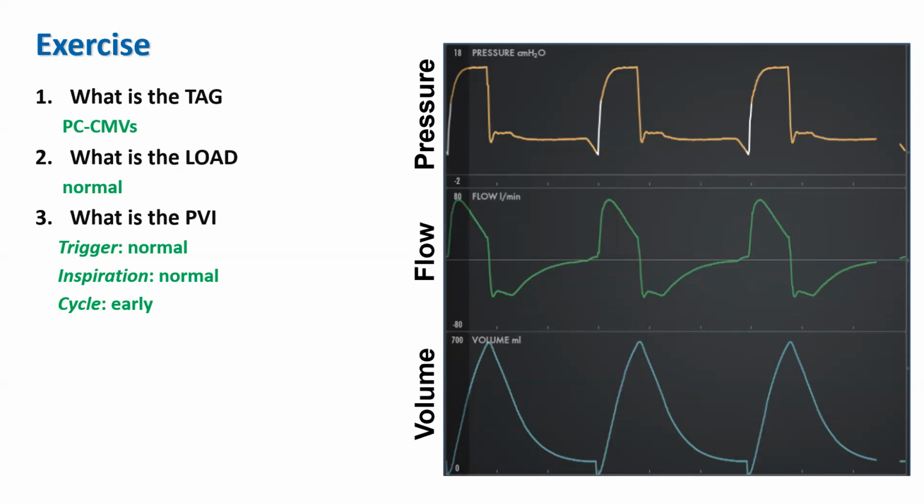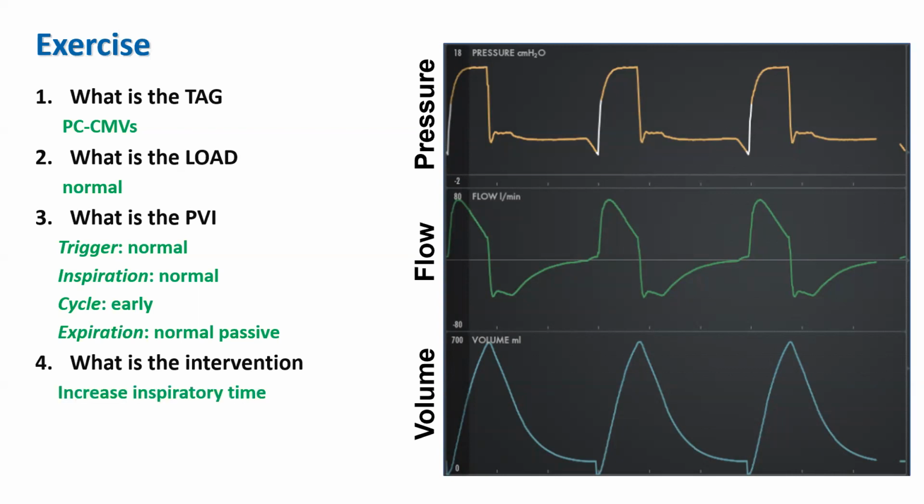So in other words, the preset inspiratory time is shorter than the patient's neural inspiratory time. But beyond that, we have normal passive exhalation. What would you do with this? How would you fix it? Well, you simply increase the inspiratory time. If the patient's neural time is from here to here, well, then just set the inspiratory time on the ventilator from here to here. And that should go away, and the patient should be more comfortable.